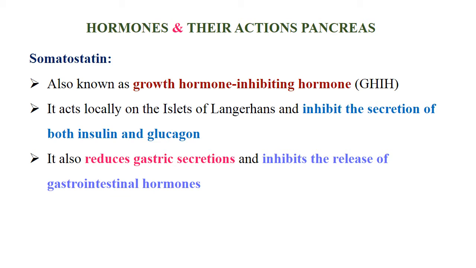If there is fluctuation in the insulin and glucagon hormone, somatostatin gets secreted by the delta cells of the pancreas, and acts on the alpha and beta cells, the neighboring cells of the islets of Langerhans, and inhibits or decreases the secretion of insulin and glucagon hormone. It also reduces gastric secretions and inhibits the release of gastrointestinal hormones as well.